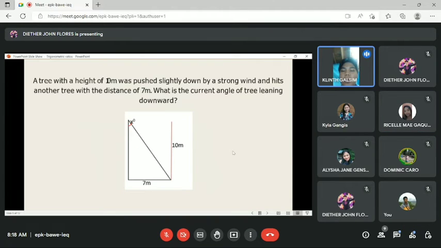Now, a tree with a height of 10 meters was pushed slightly down by a strong wind and hits another tree at a distance of 7 meters. Now, what is the current angle of the tree leaning downward? So, what trigonometric ratio will we use in this problem?